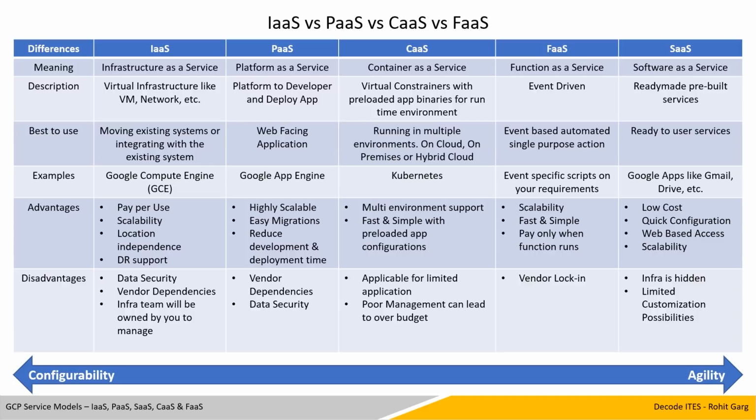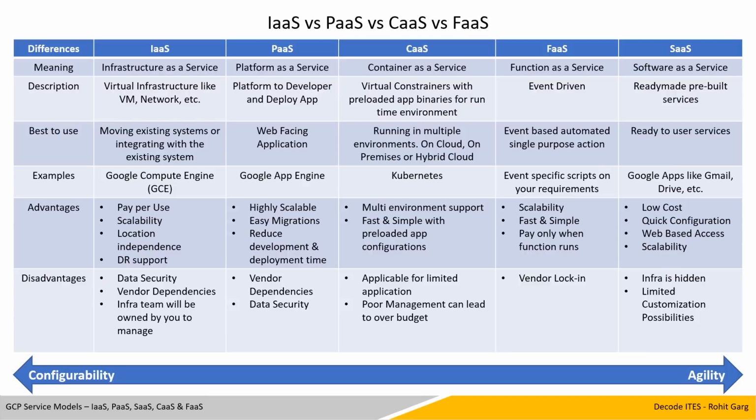IaaS is best to use for existing systems or integration with existing systems. PaaS is best to use with web-facing applications. CaaS is best to use for running in multiple environments, on cloud, on-premise or hybrid cloud. FaaS is best to use for event-based automated single-purpose actions. SaaS is ready-to-use services, and when you need them, you just pay and you can use them. Let's have an example of each type of service model.